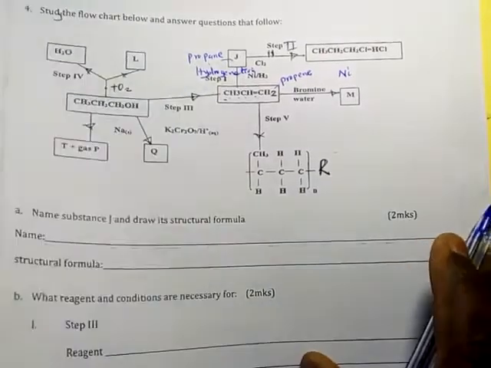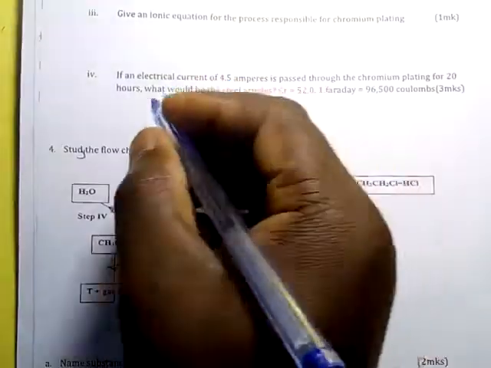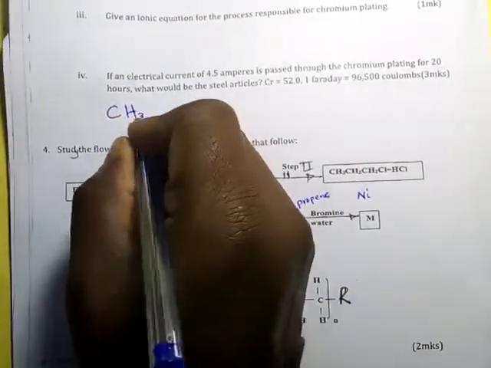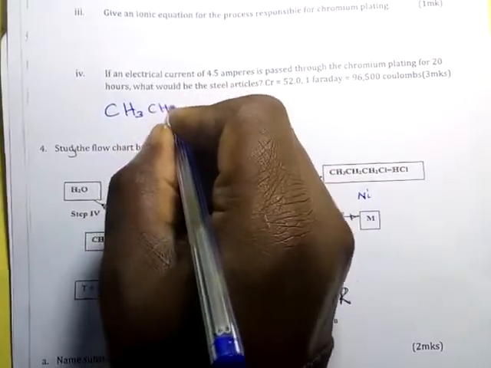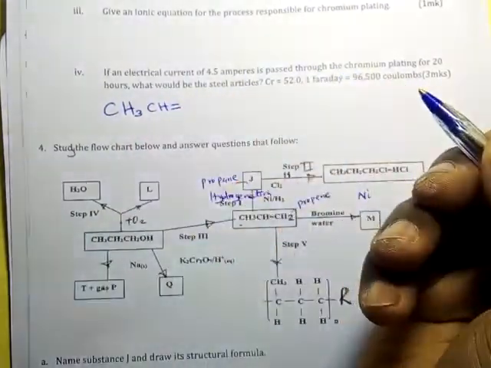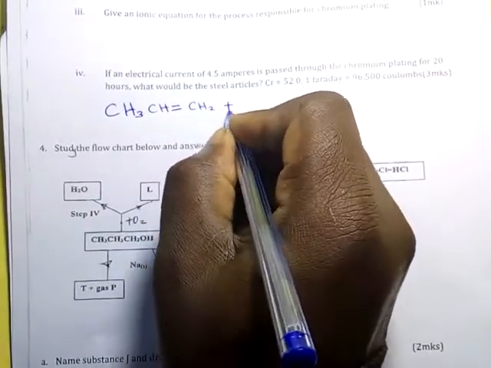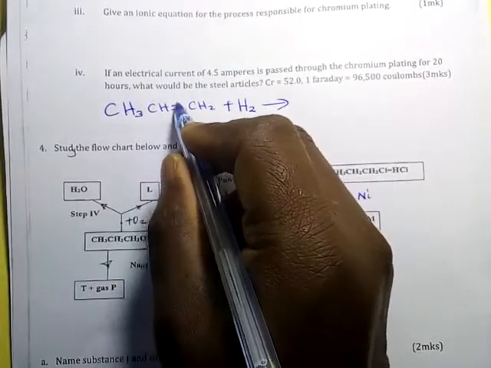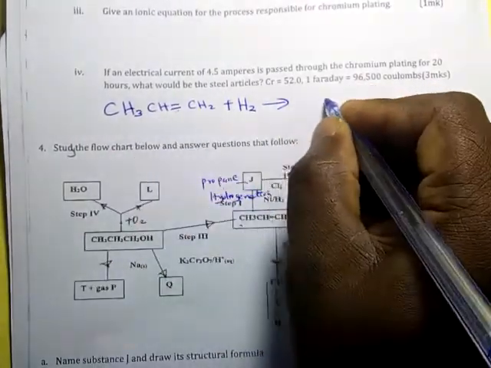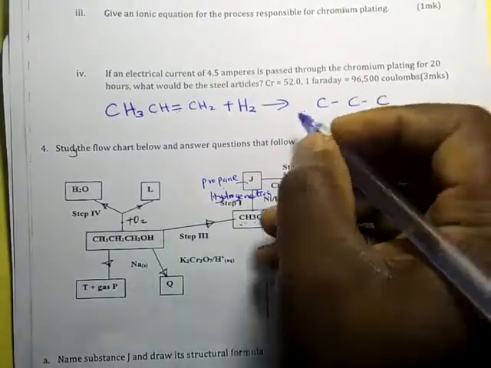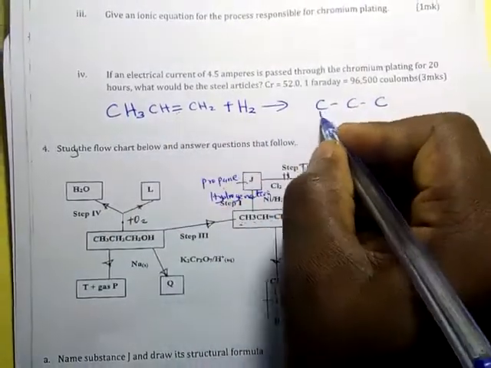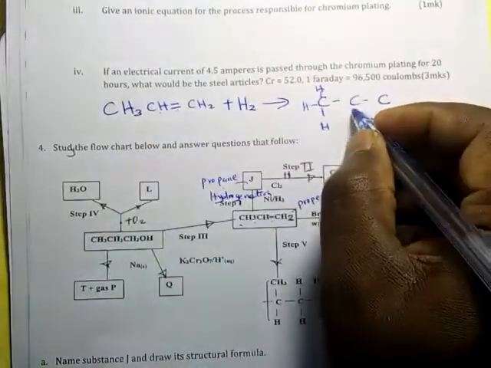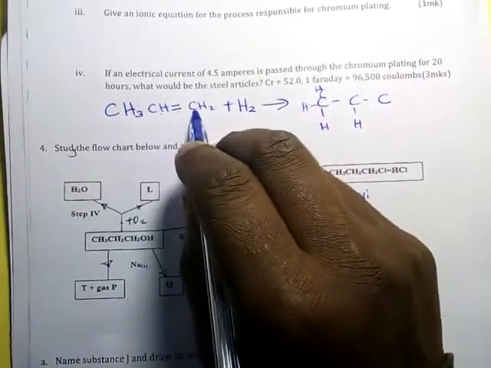Let me draw something here. We have propene, which is CH3, CH, double bond, CH2, and then we are adding hydrogen. What happens is that the double bond breaks. If the double bond breaks, we have 3 carbon atoms, so that's 1, 2, 3. Replace these hydrogens here. This one and this one, 1. Here we have another 2.